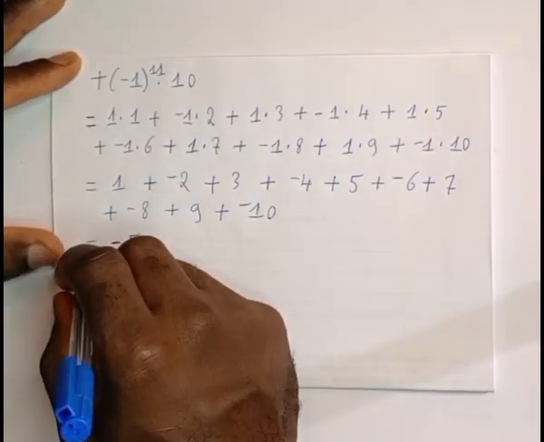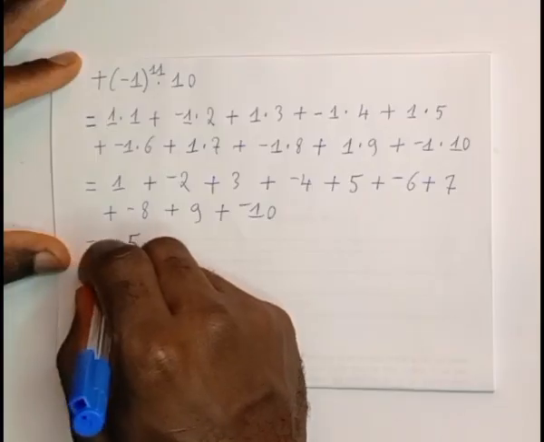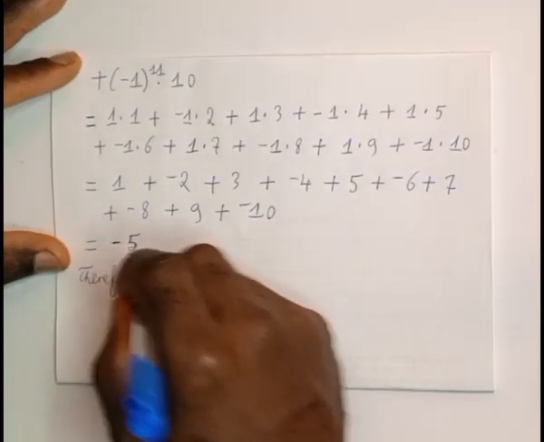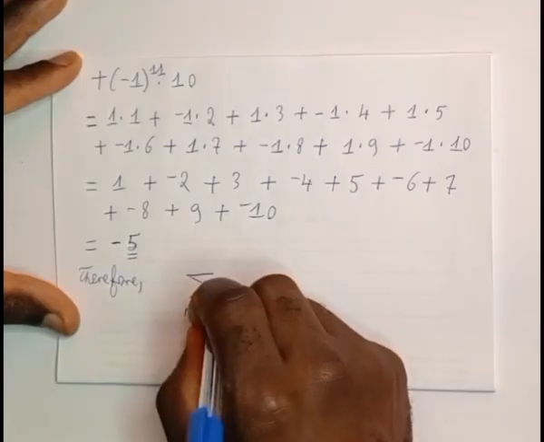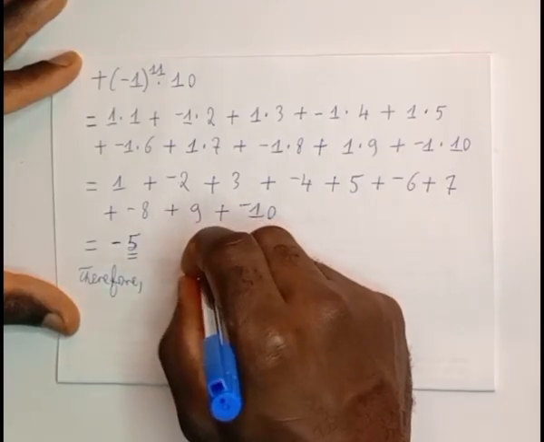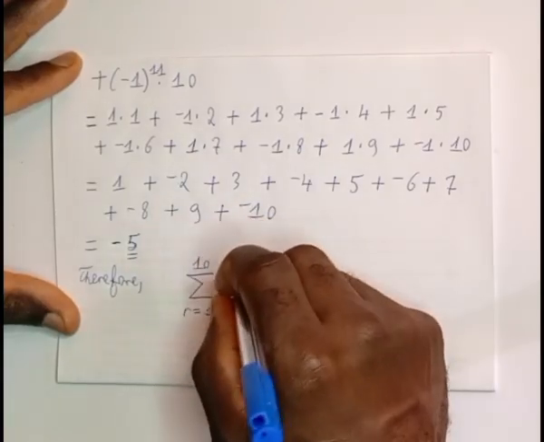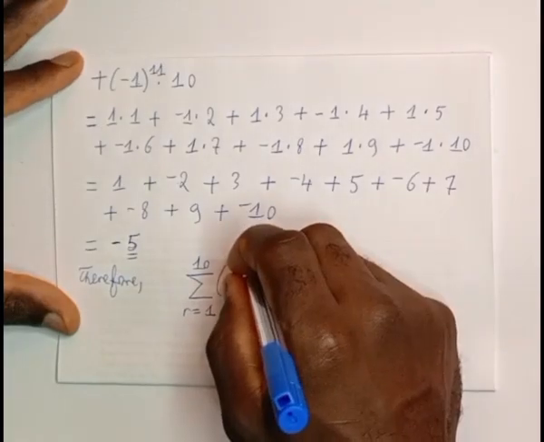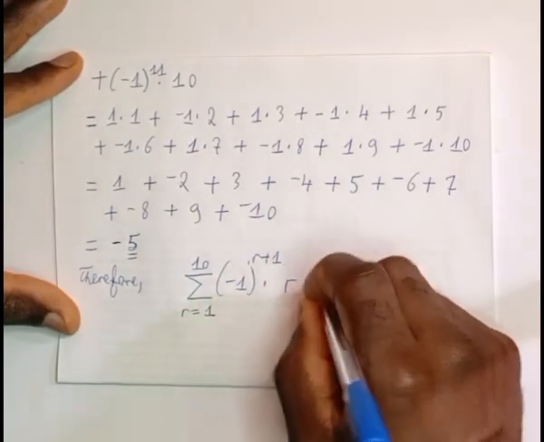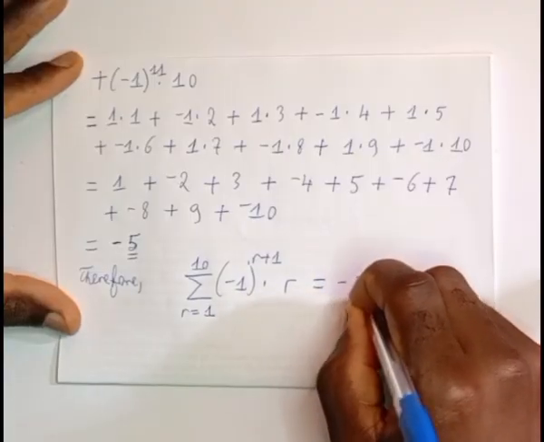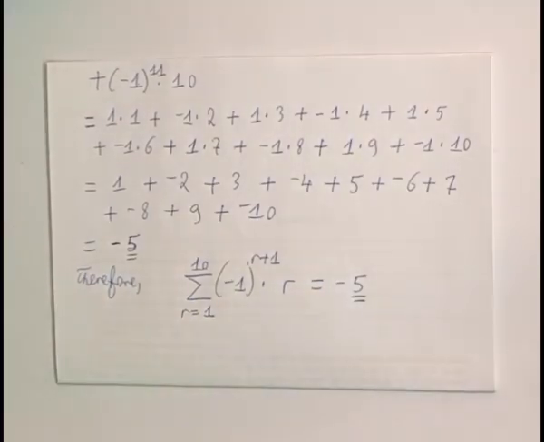Then we conclude, therefore, summation r equal to 1 right up to 10 of negative 1 raised to the power r plus 1 times r is simply equal to negative 5. We are done with the solution of this question.